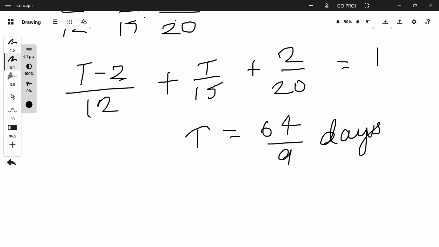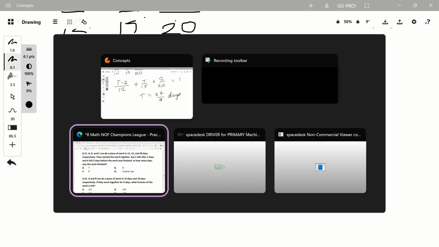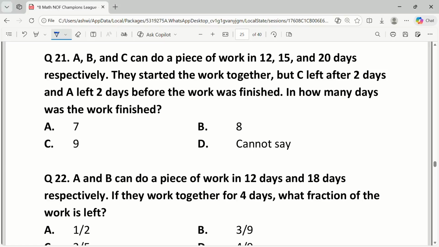The answer is not among options A, B, and C. So the answer is G, cannot say.